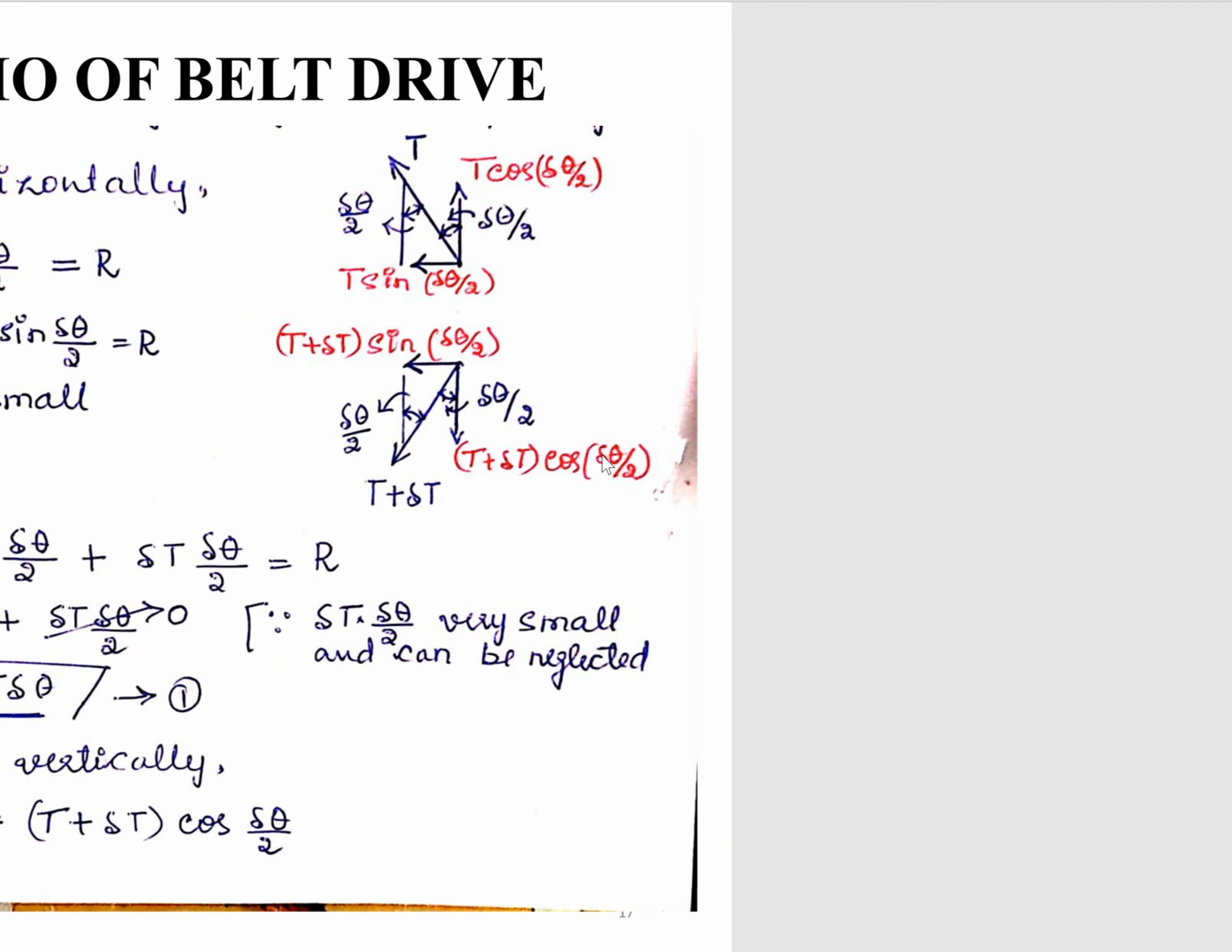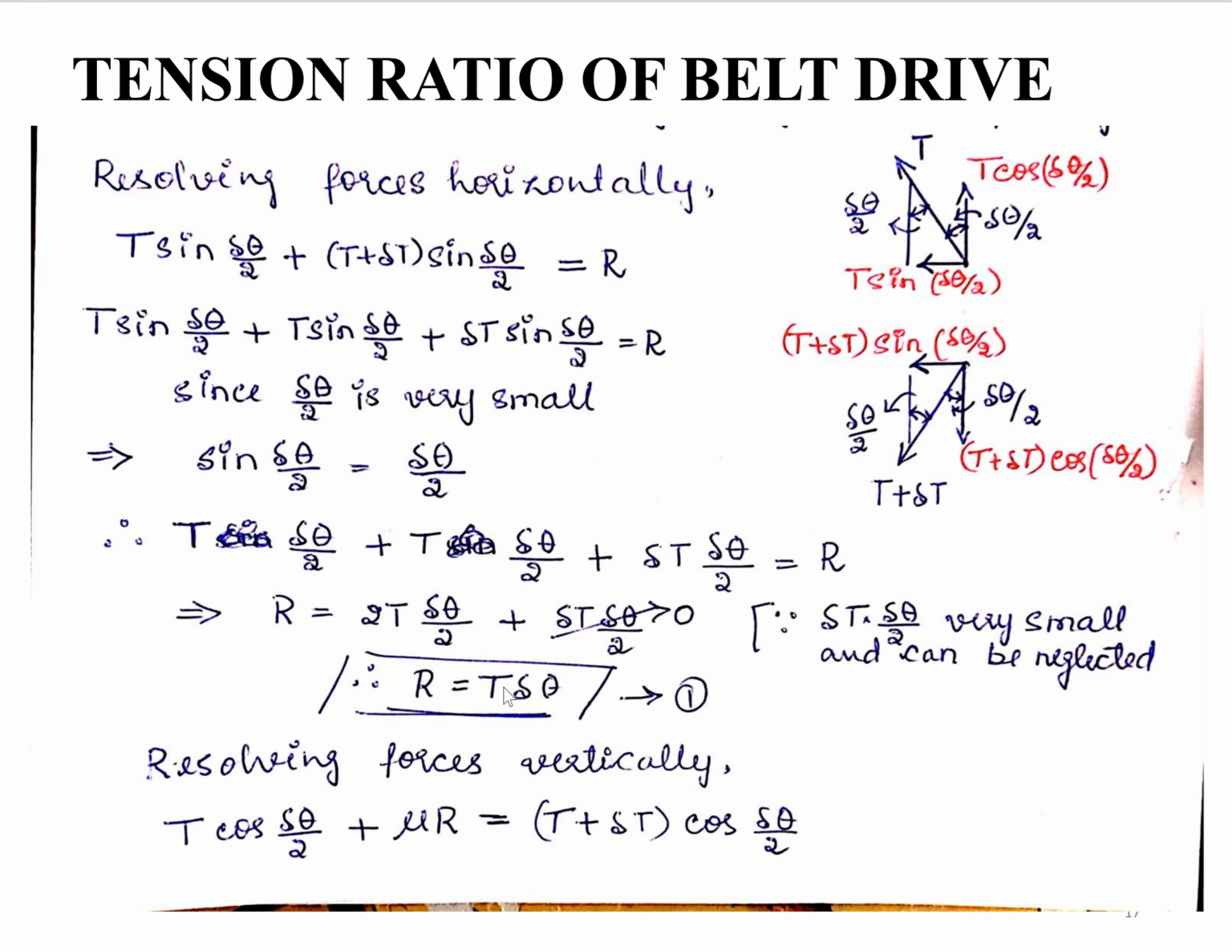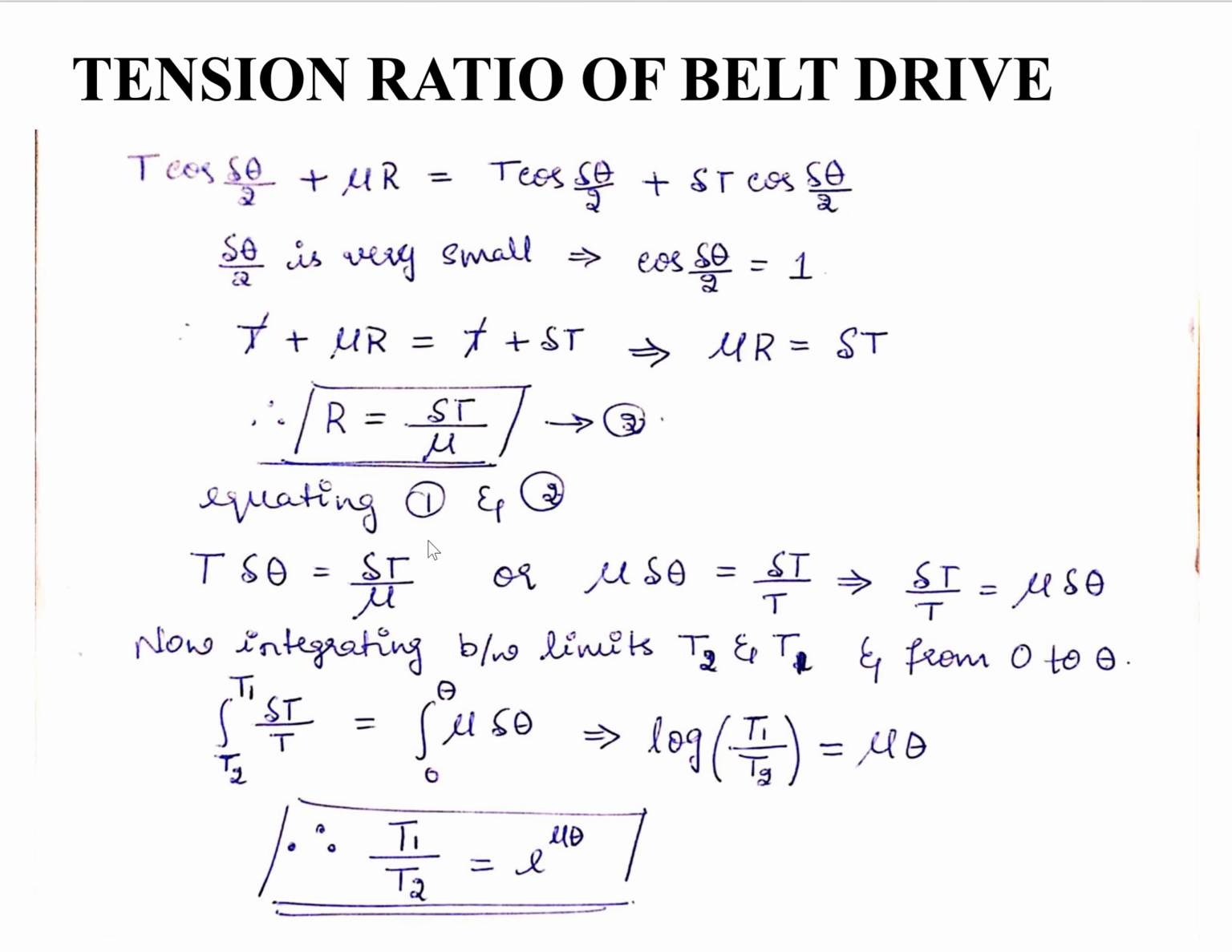In the previous equation we got R is equal to T delta theta, that is equation 1. In equation 2, we got R is equal to delta T by mu. So now we are equating equation 1 as well as equation 2, and we get T delta theta equal to delta T by mu. Here we can rewrite this as delta T by T is equal to mu delta theta. This is nothing but mu going to this side and T coming to the bottom.